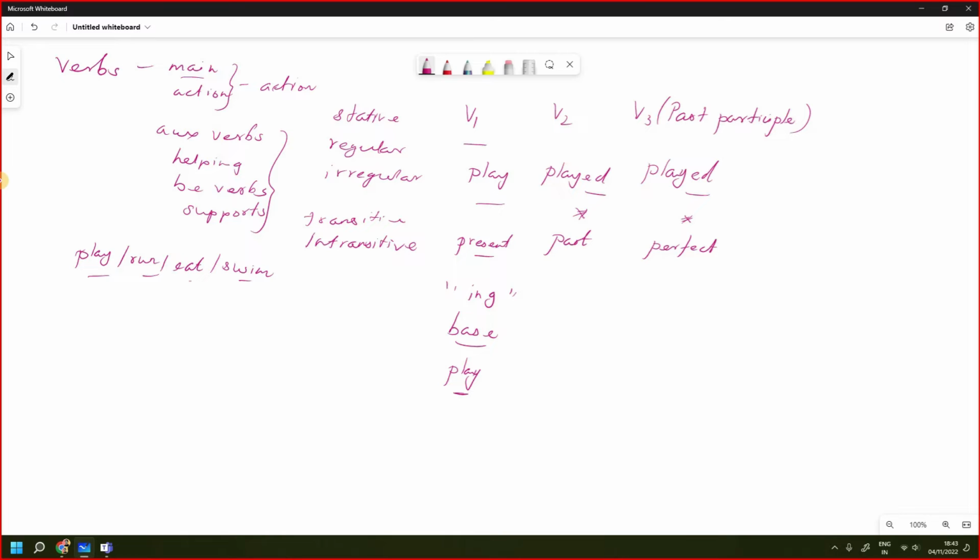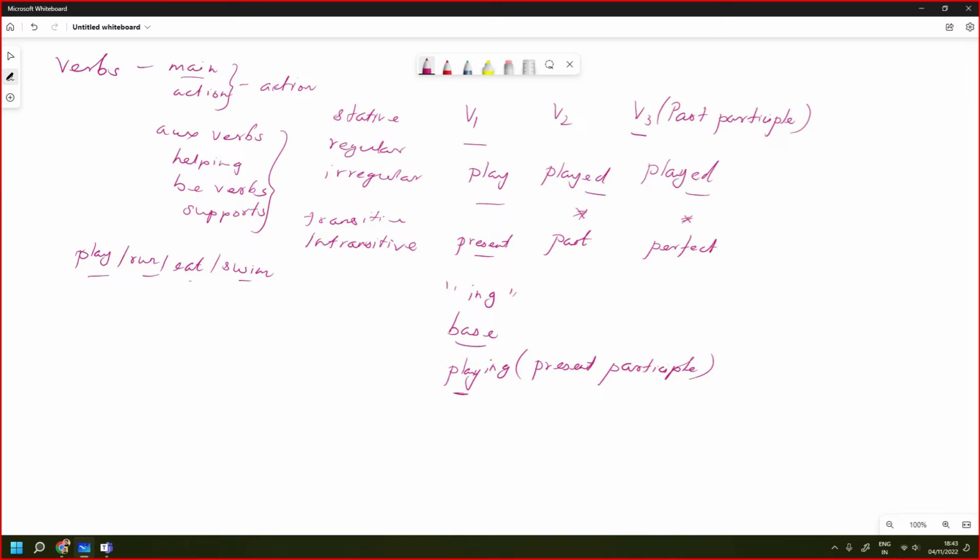We can only add extra letters here, but you cannot reduce it. So play is the beginning word. That is why we call it the base word. So when I add ing to play, it becomes playing. Now, whenever I use ing, that means we are calling it the present participle.